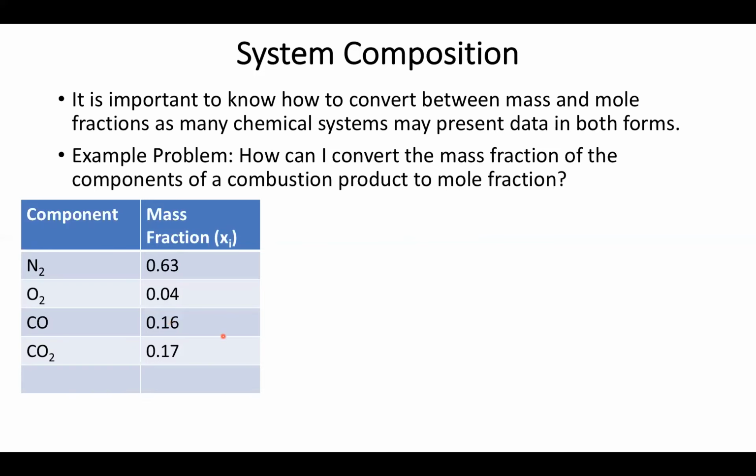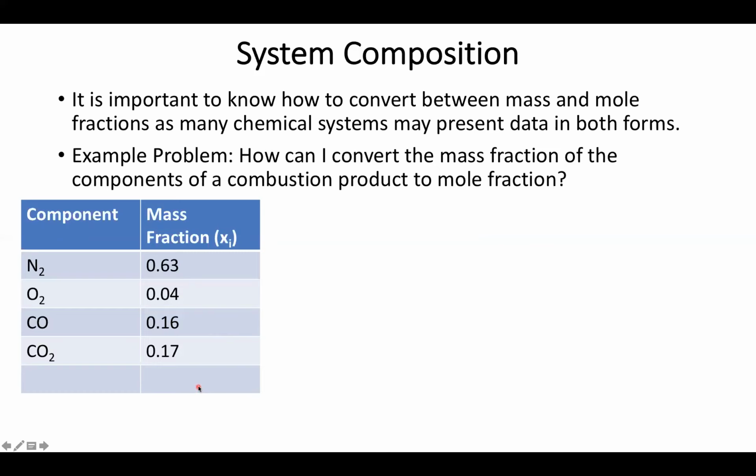So the first trick that industrial chemists tend to use is what's called a basis, which is I artificially set either the mass of one of the components or the total mass of the system, and then do everything else through ratios.